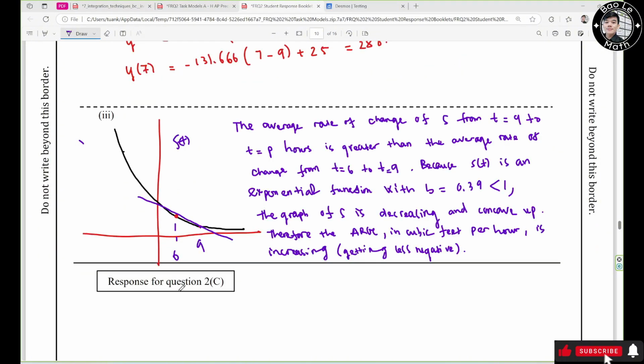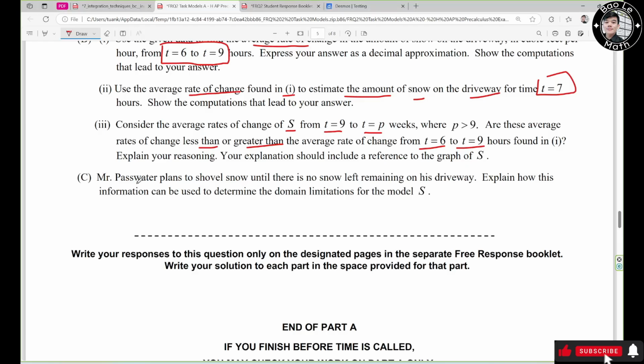Now let's move on to question C. Mr. Passwater plans to shovel snow until there is no snow left remaining on his driveway. Explain how this information can be used to determine the domain limitation for the model s.